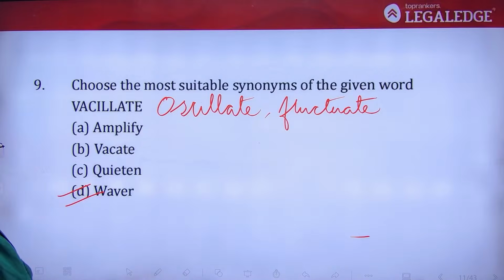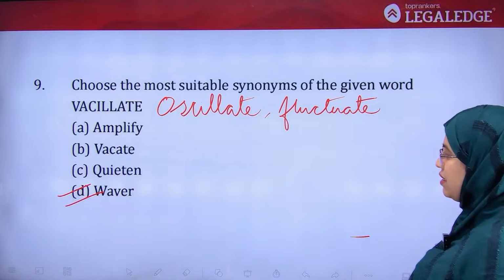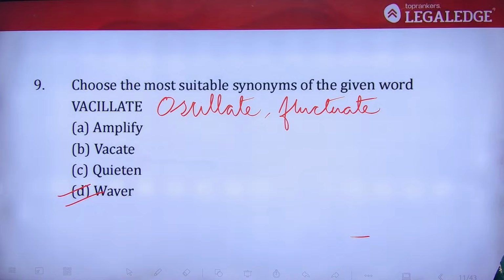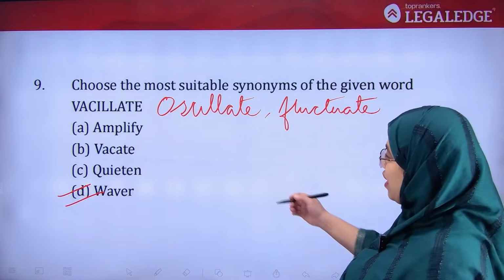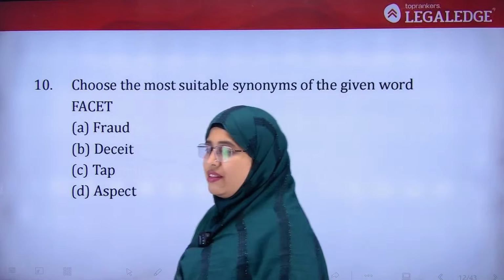Alright? Amplify is to intensify, vacate is to make something empty, to leave the place, to abandon something. Okay, that's not the correct synonym for the word vacillate. And at the same time, students, if you consider the other word, that is quieten. Quieten is to reduce noise or to calm down. So that's not matching here. Correct answer is D. Question number 10 is on screen.